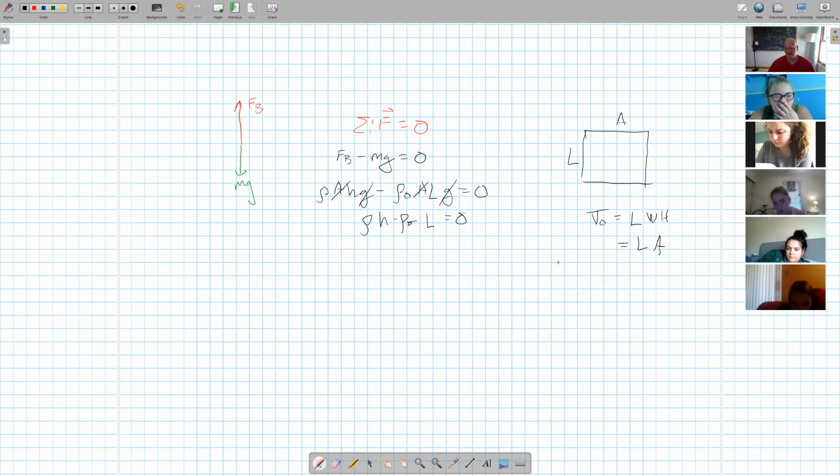Okay. And then here, I'm using that the mass of the object is equal to the density of the object times the volume of the object. So that's then going to be the density times L times A.